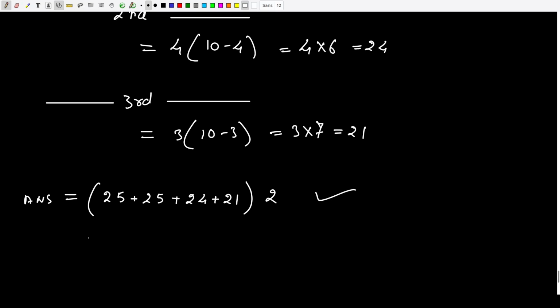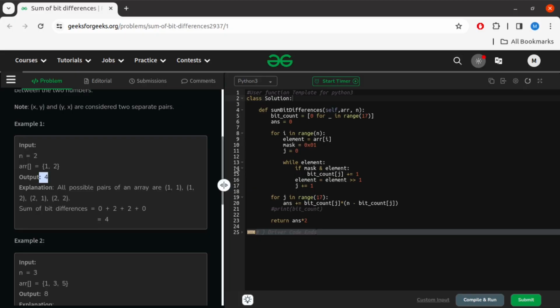So that's the approach, folks, or that's the discussion of the solution. Now let us see how we will be able to code this. So the code looks something like this. What I am doing is maintaining an array called bit count, which is basically how many times a particular bit was set to 1. So bit count of 0 simply means how many times the 0th bit was set to 1. Similarly, bit count of i simply means how many times the ith bit was set to 1.